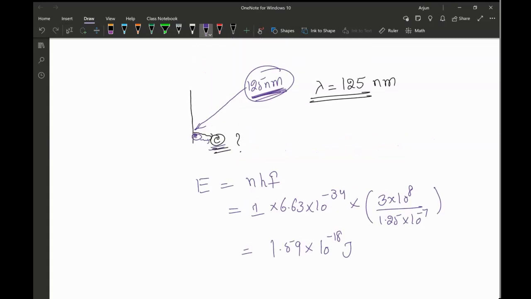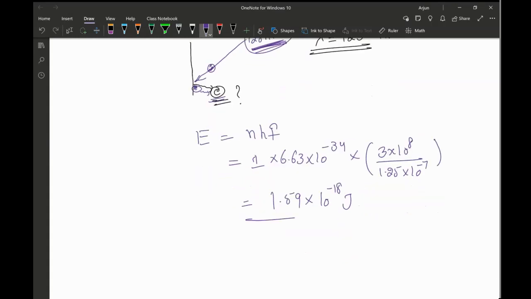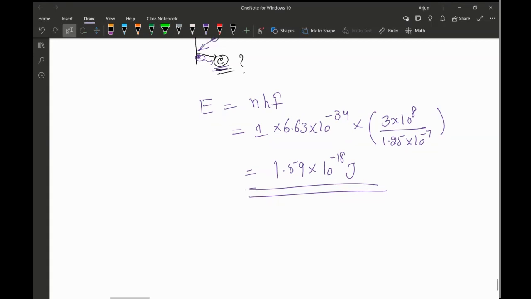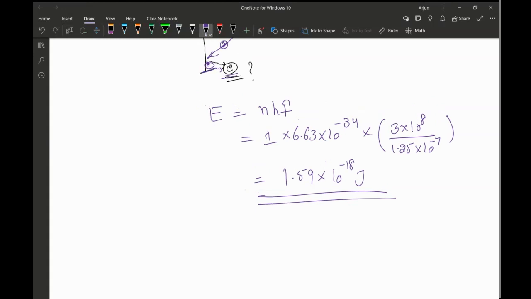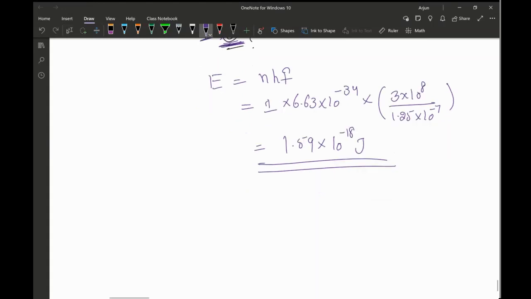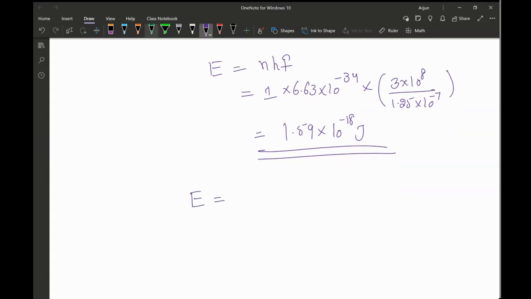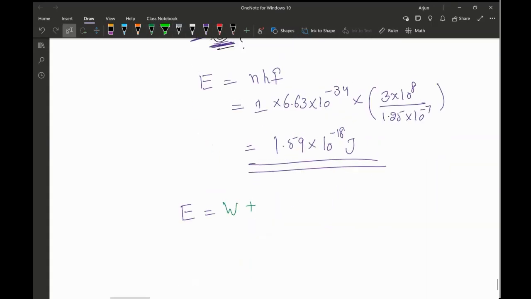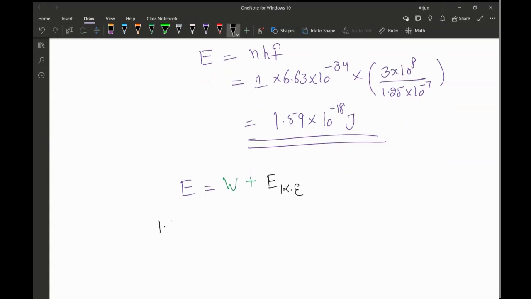So this one photon which strikes the surface, this violet photon, has this much amount of energy. Because of this energy, I wanted to find out with what velocity the electron which is plucked out is going to travel. So E is equal to W plus EKE, kinetic energy. Now this E is 1.59 times 10 raised to the power negative 18.